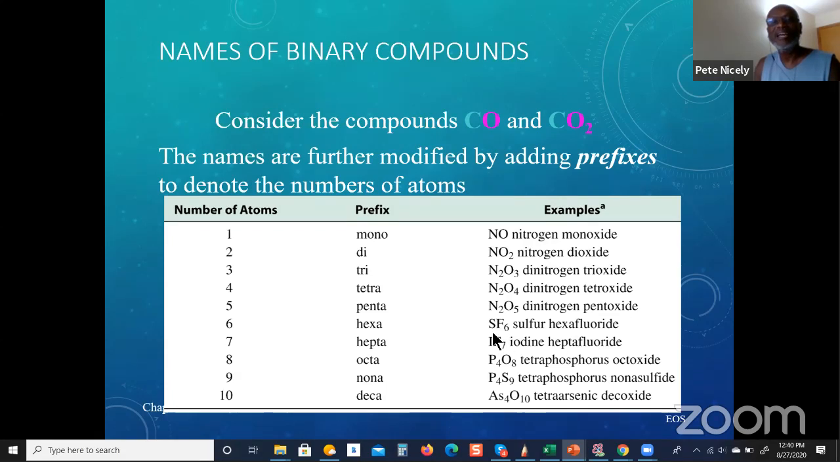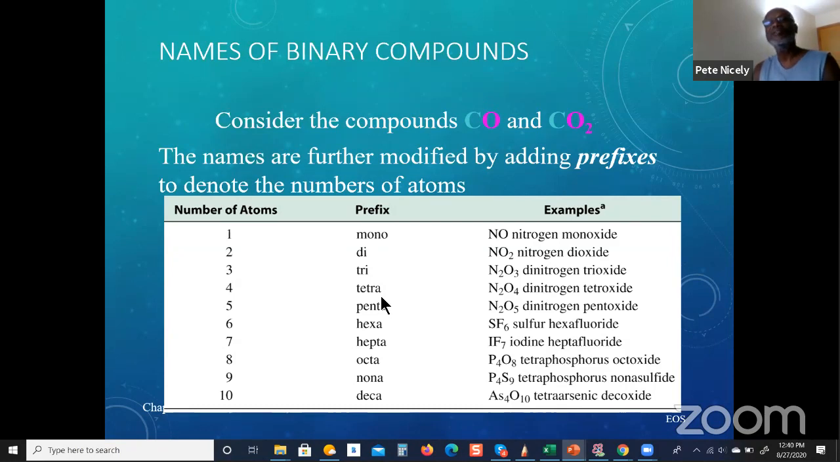And then if you look at this example here, there's only one sulfur, which is the first element named here. So therefore we call that sulfur hexafluoride. And then this one is called iodine heptafluoride, all right? And therefore you can follow the logic for naming the others, all right?